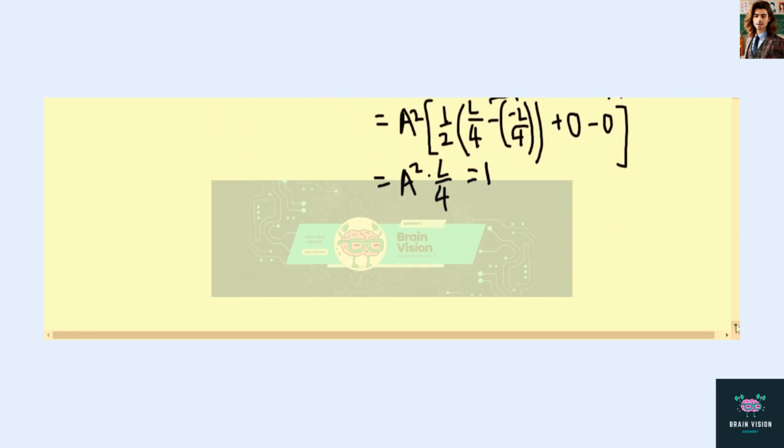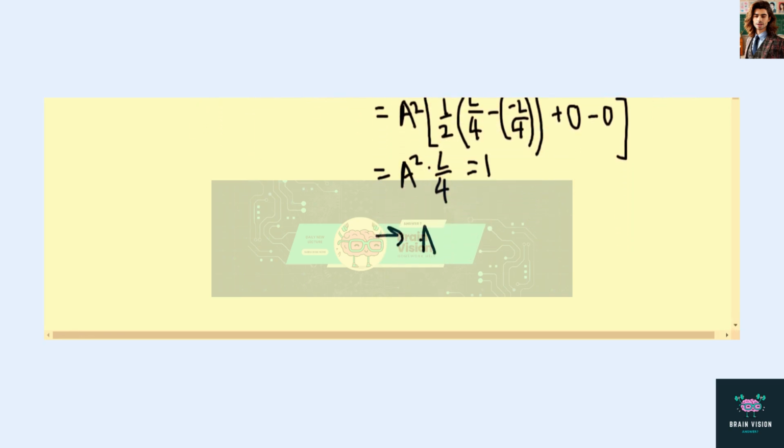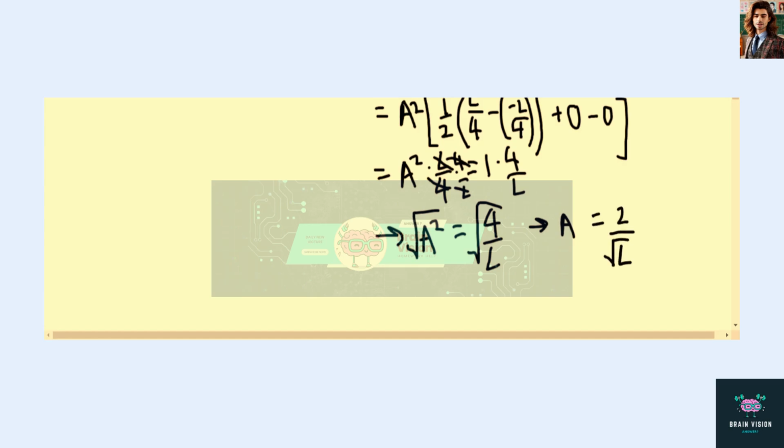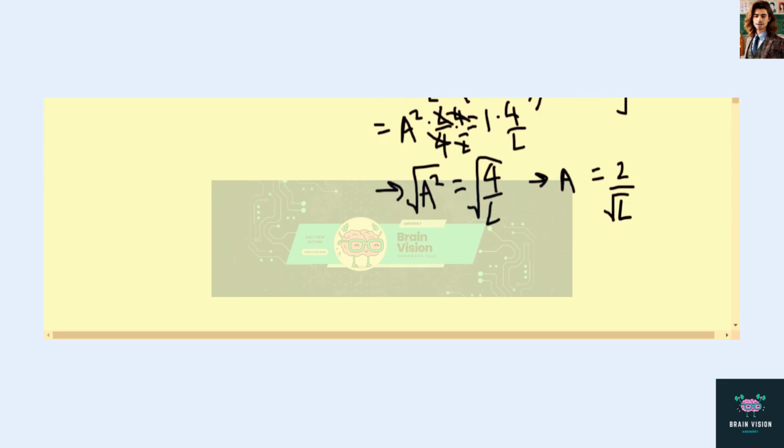And scrolling down one more time, we get A squared equals 4 over L. We simply multiply both sides here by 4 over L, and this gives us A squared equals 4 over L. And we take the square root, and this gives us A equals 2 over the square root of L. So the normalized wave function becomes psi of x equals 2 over the square root of L cosine of 2 pi x over L. And we'll use this for our next part.